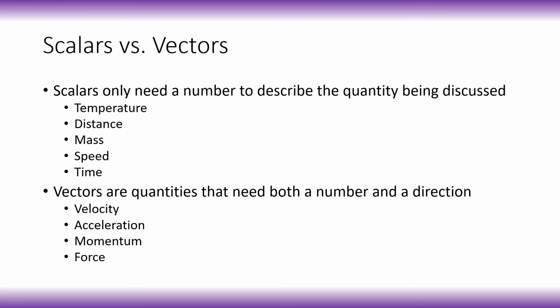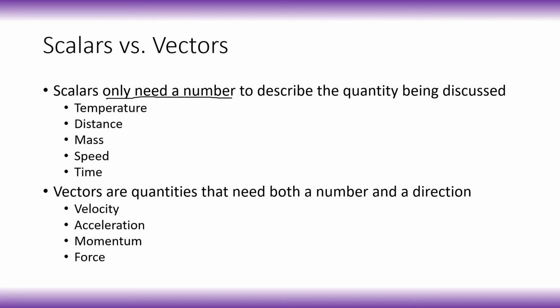So here are some examples of scalars versus vectors. Scalars, as we talked about on the last slide, are numbers that don't need anything else attached to them to talk about something that you're seeing in the real world. Now, what I mean by only needing a number right here is that they don't need a direction. They can still need units.